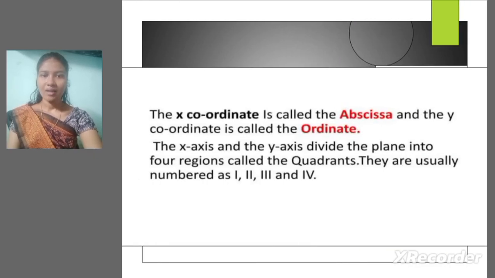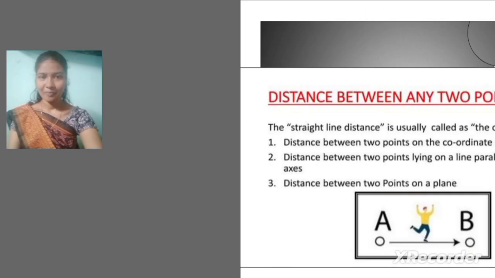The x-coordinate is called the abscissa and the y-coordinate is called the ordinate. The x-axis and the y-axis divide the plane into four regions called quadrants. They are usually numbered as the first quadrant, second quadrant, third quadrant and fourth quadrant.